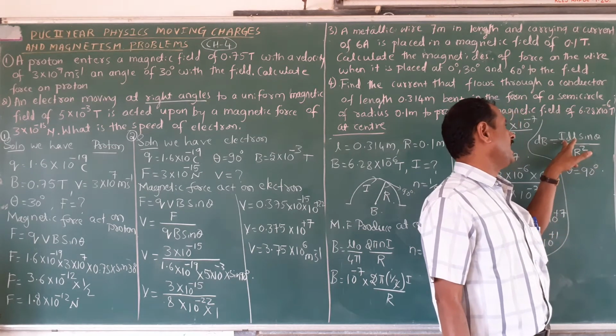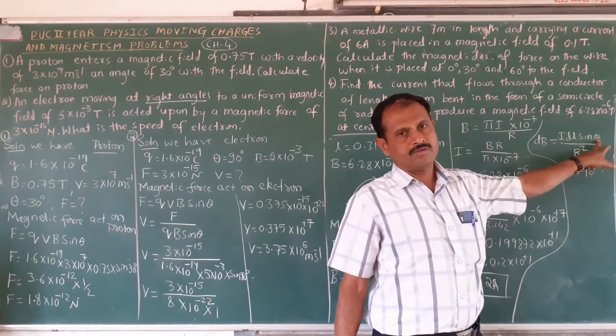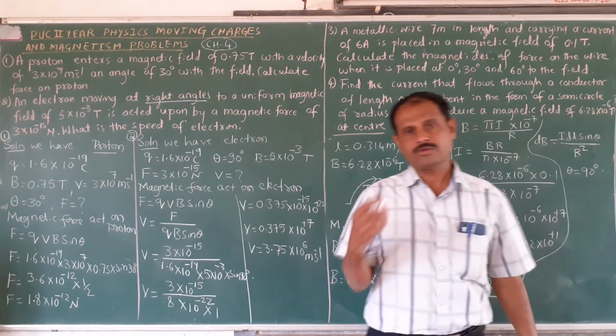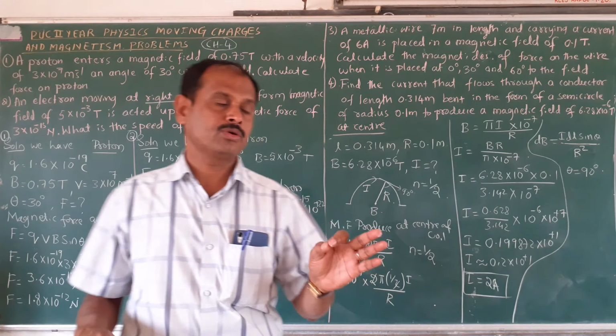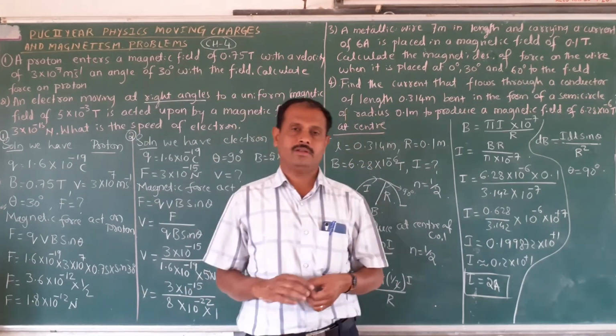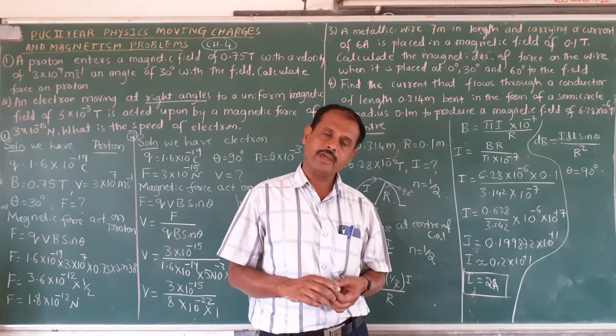Now you calculate I using this formula, that is the Biot-Savart law formula. The answer you get is the same, near about 2 ampere. Okay.